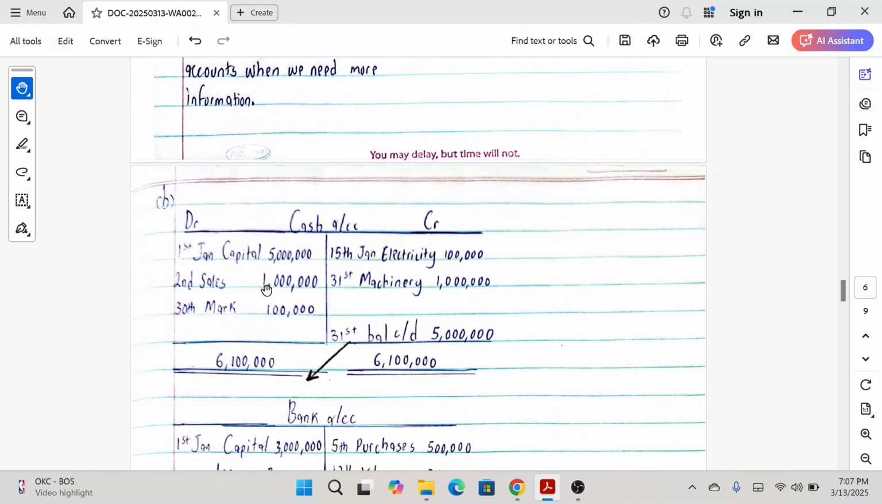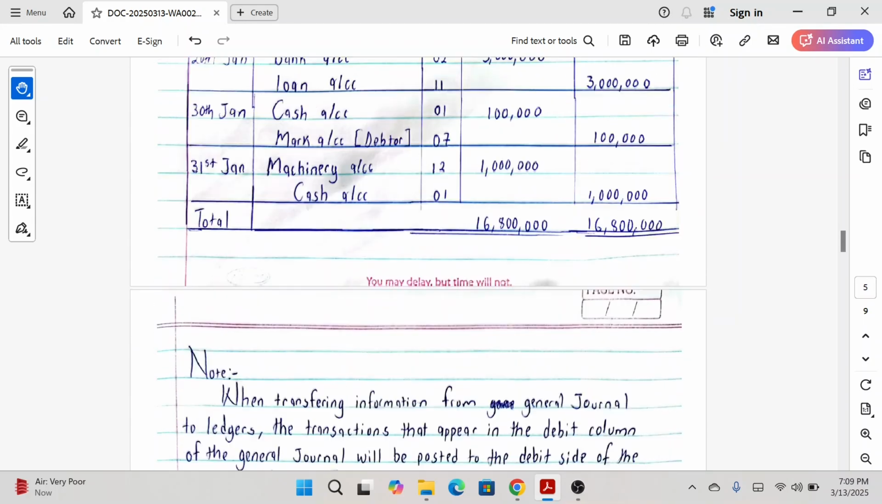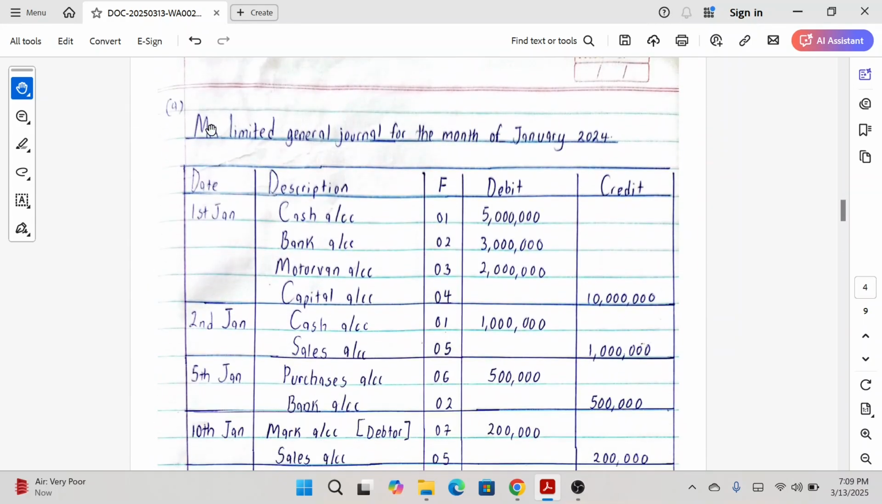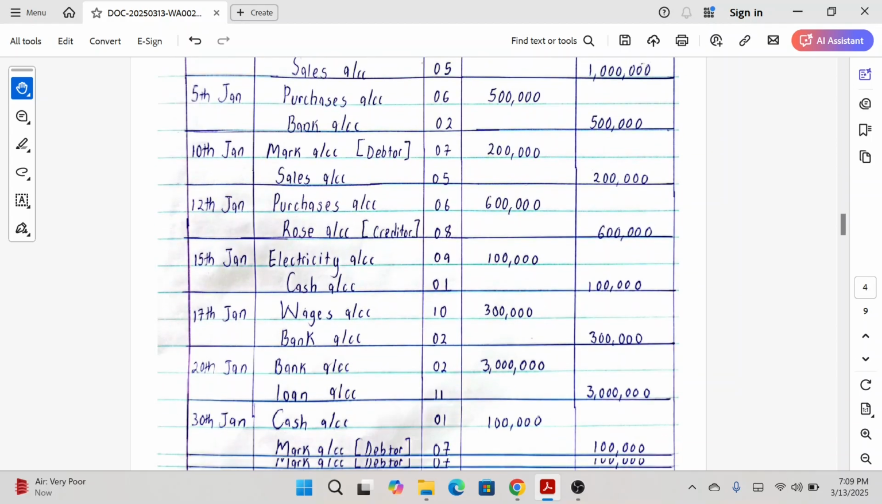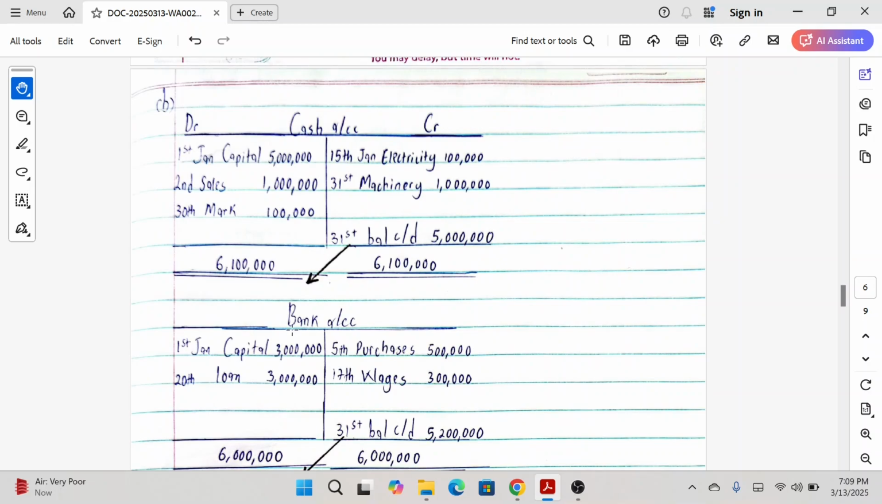So we are done with cash. Now we're going to go to the second one, which is the bank account. With the bank account, we go to the folio and look for 2. So we're having bank account and 2, we are having 3 million. This 3 million is going to be capital on the debit side. So we come and put bank, first Jan, capital of 3 million.